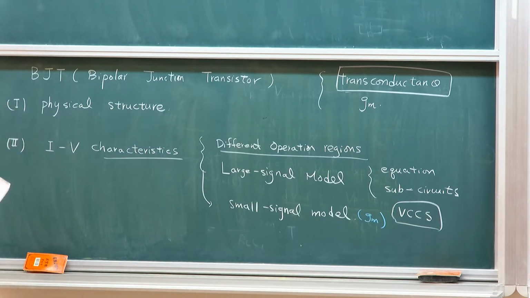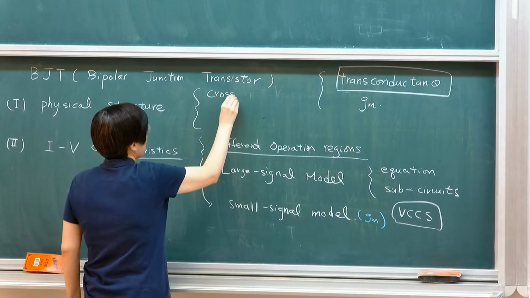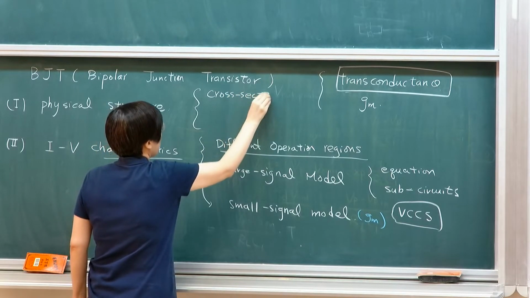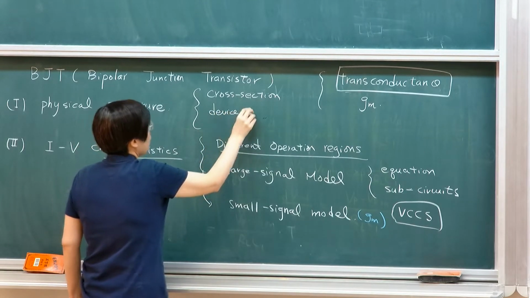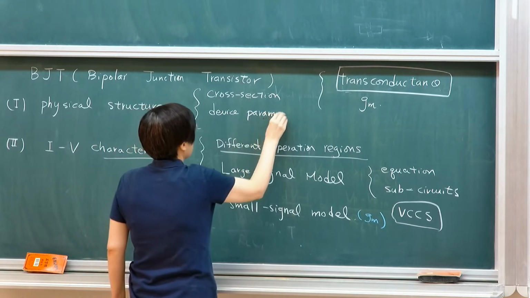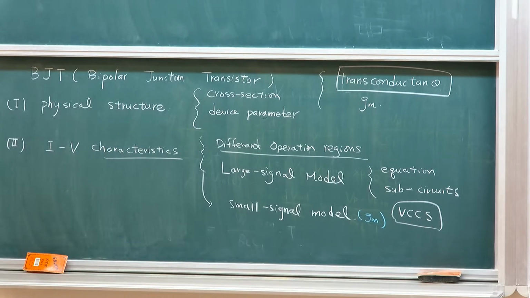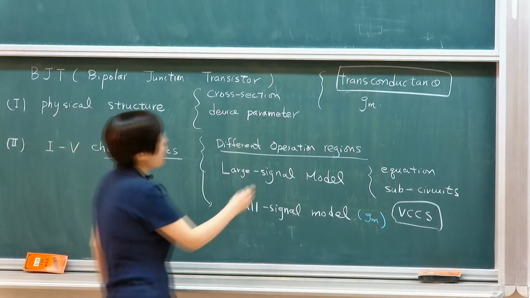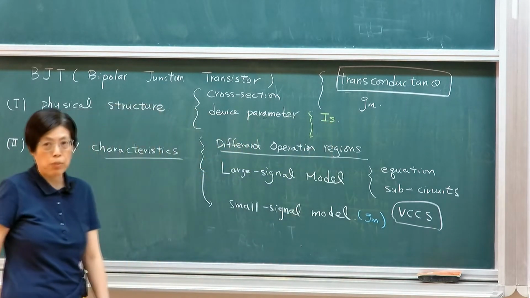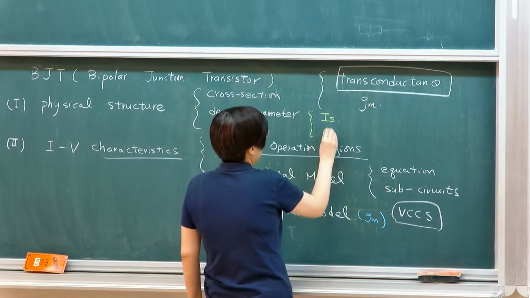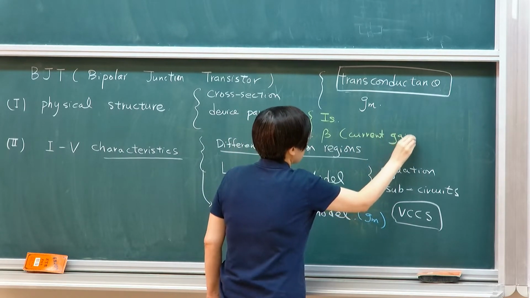So for the physical structure, we're going to talk about the cross-section and the key device parameters. You're going to generate device parameters. As we said, for a diode, the key device parameter is IS. In this case, there are two device parameters: the key device parameter, which is IS, also IS because this is a diode-based circuit, and then there's beta, called the current gain. So we're going to talk about that in a bit.